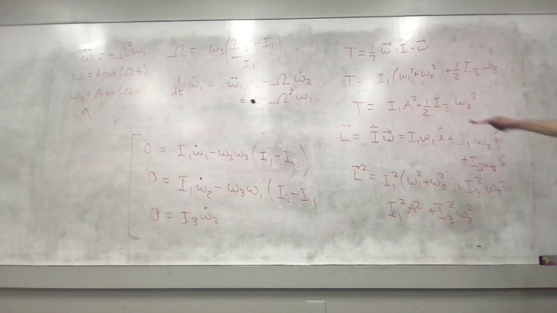This relationship for A, you just get it from the magnitude of omega 1 and omega 2.